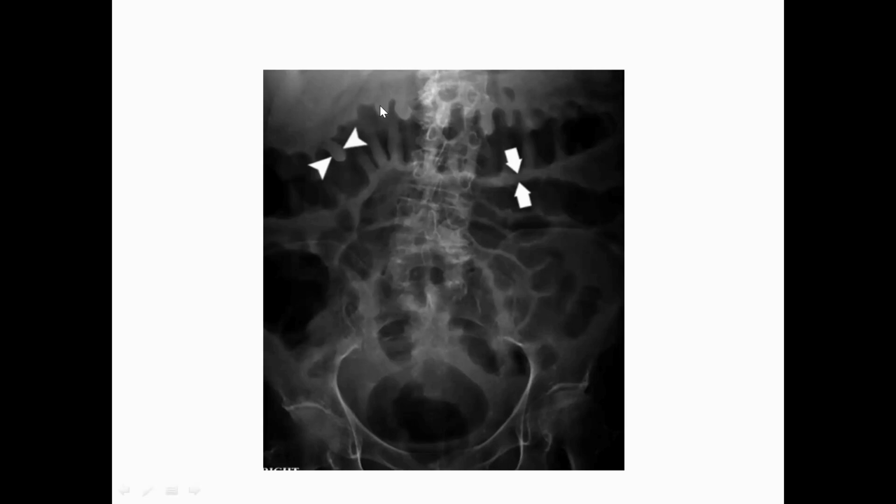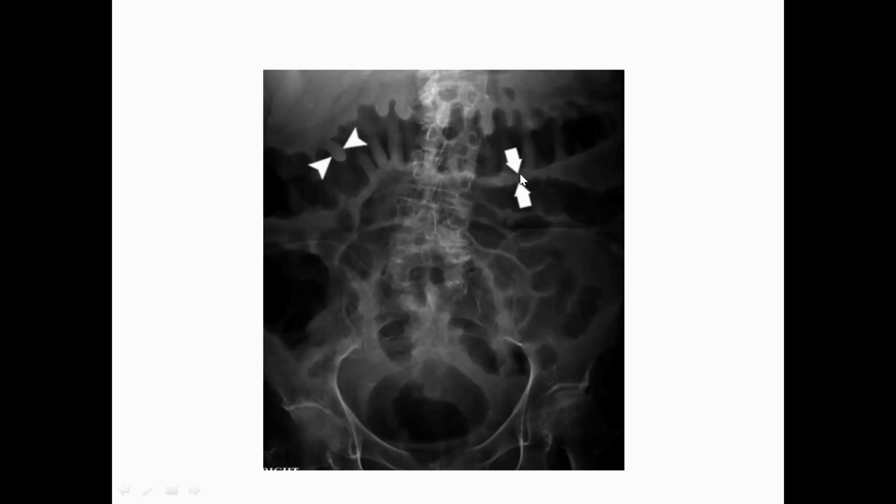You see this? So it gives us the sign of thumb-printing, yeah? These are mucosal thickenings of the bowel. You have all heard about the thumbprinting sign, yeah? So why is there a thumbprinting sign? Because when there is inflammation of the colon, there will be thickening of the mucosal fold. So these haustral folds are very thick here. It's giving us the appearance of the thumbprinting sign.